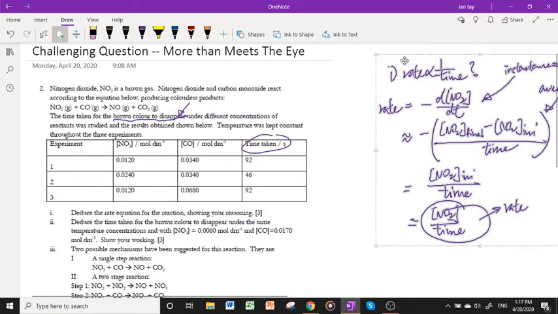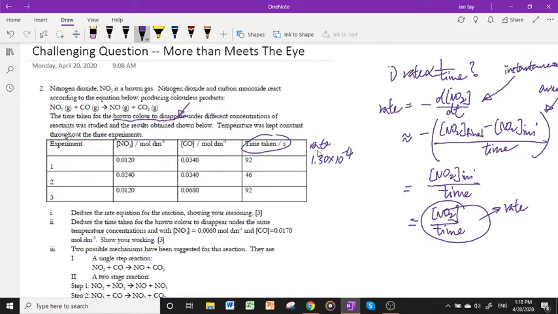So I shift this over to this side and we can add a new column to our table, which is the reaction rate. And so we take 0.0120 divided by 92 to get the reaction rate. And according to the calculator, the answer is 1.30 times 10 to the power minus 4 mole per dm cube per second. For experiment 2, doing likewise, you get 5.22 times 10 to the power minus 4 and 1.30 times 10 to the power minus 4.